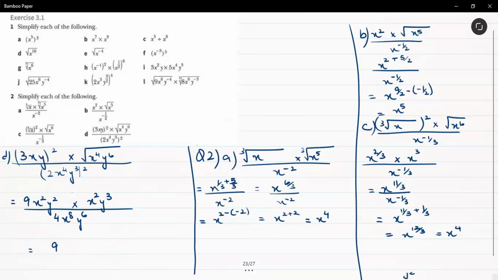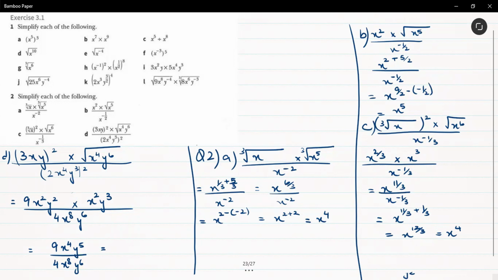Then x squared multiplied by x squared is equal to x to the power 4. y squared multiplied by y cubed is equal to y to the power 3 plus 2, which is 5. Divided by 4 to the power 4 multiplied by x to the power 8, y to the power 6. Now we are going to simplify a bit.